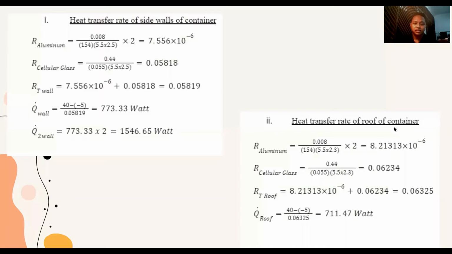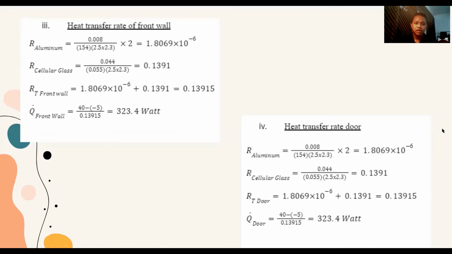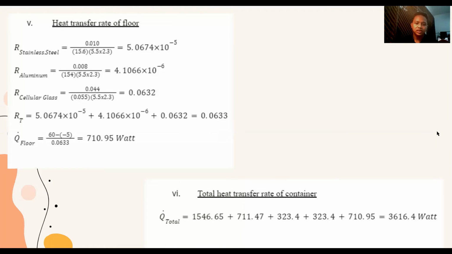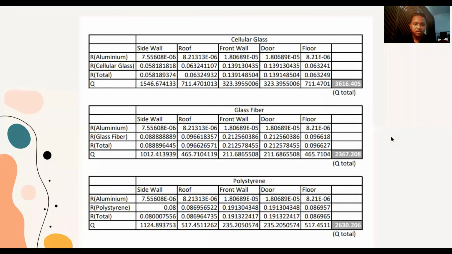In order to get the heat transfer rate of the body of the container, we divide this calculation into a few parts: side walls, roof, door, and floor. Then we sum up all of these heat transfer rates to get the total heat transfer of this container. From the result of the calculation, we can see that fiberglass has the lowest heat transfer rate. Thus, we agree to use fiberglass as our middle layer. Moreover, fiberglass is famously known for its moisture resistance.